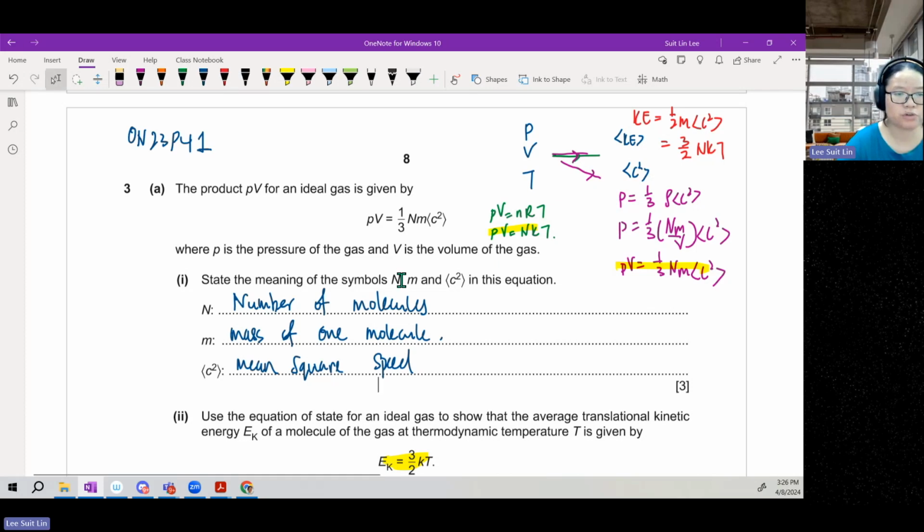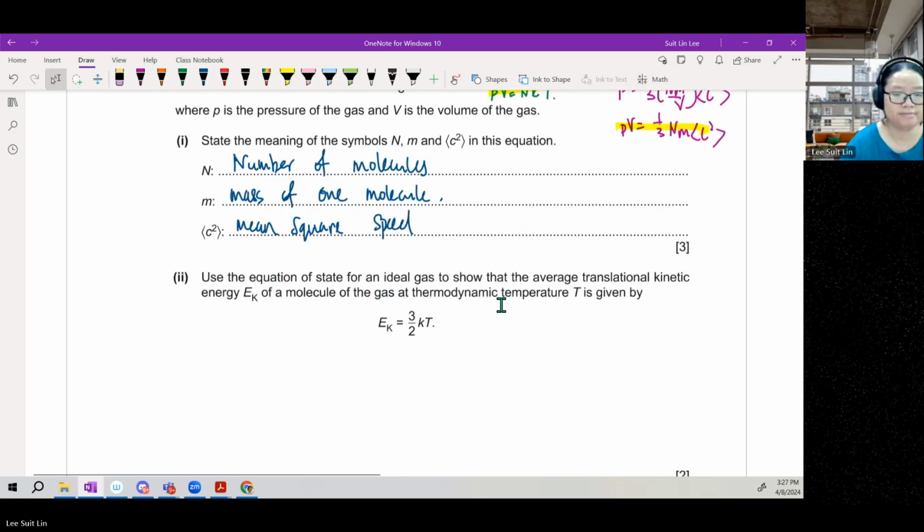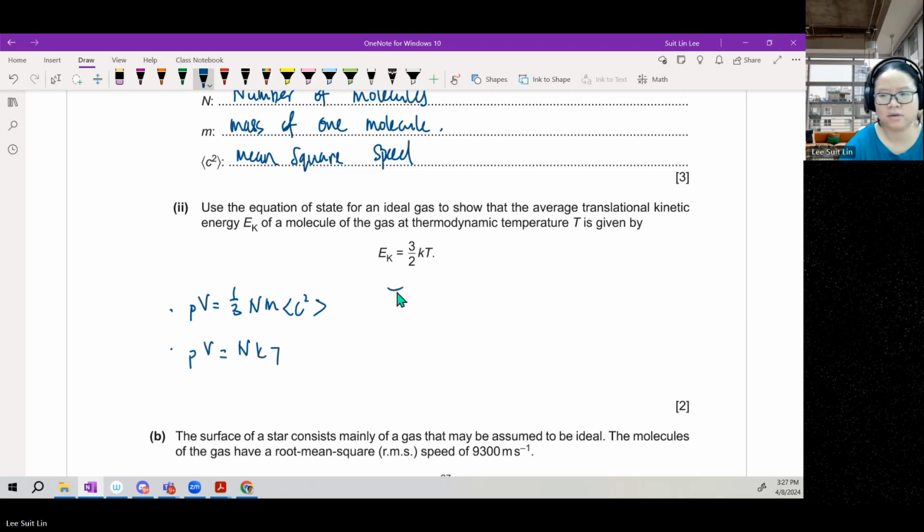Okay, use the equation of state for the ideal gas to show that the average translational KE of a molecule at thermodynamic temperature is given by this. So just now I have PV is equal to 1/3 Nm(c) squared. But also, based on the equation of state, PV is equal to NkT. Putting it together, NkT will be equal to 1/3 Nm(c) squared. I can cancel the N.